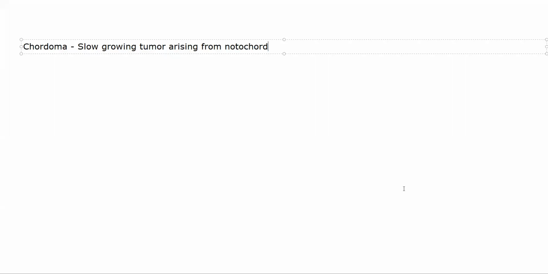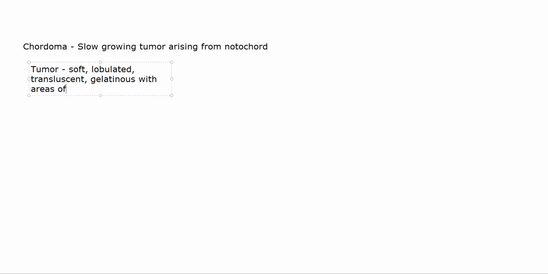Now, pathologically, the tumor itself will be very soft and it will be lobulated. You can see through the tumor, it will be translucent. You can somewhat see through the tumor, and it will be gelatinous with certain areas of hemorrhage. So the tumor itself is soft, lobulated, it has lobules, it will be translucent, gelatinous with areas of hemorrhage.